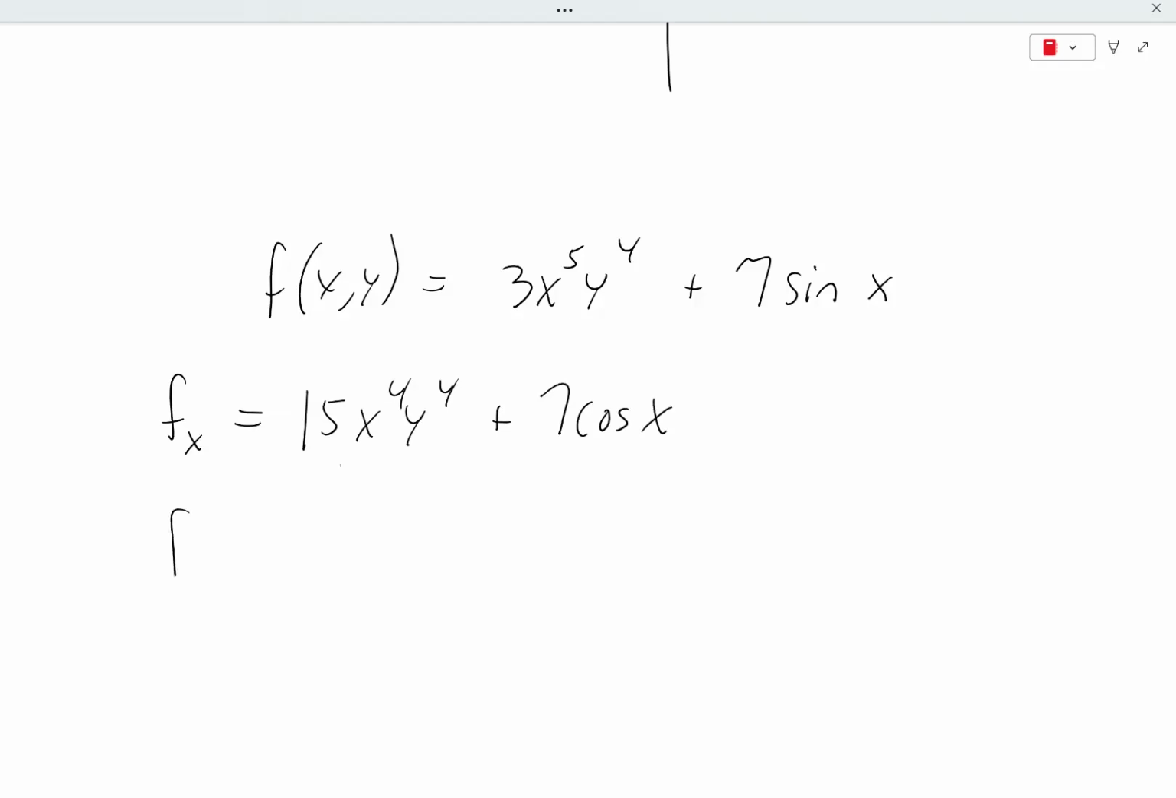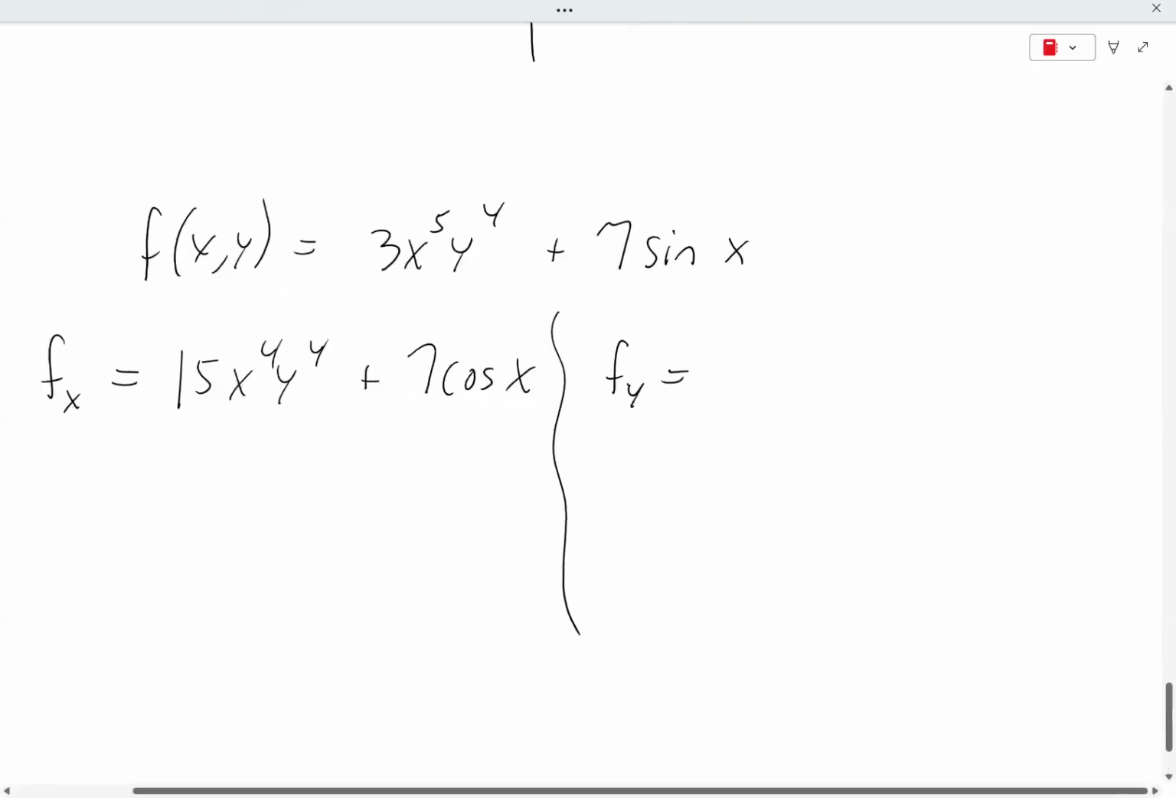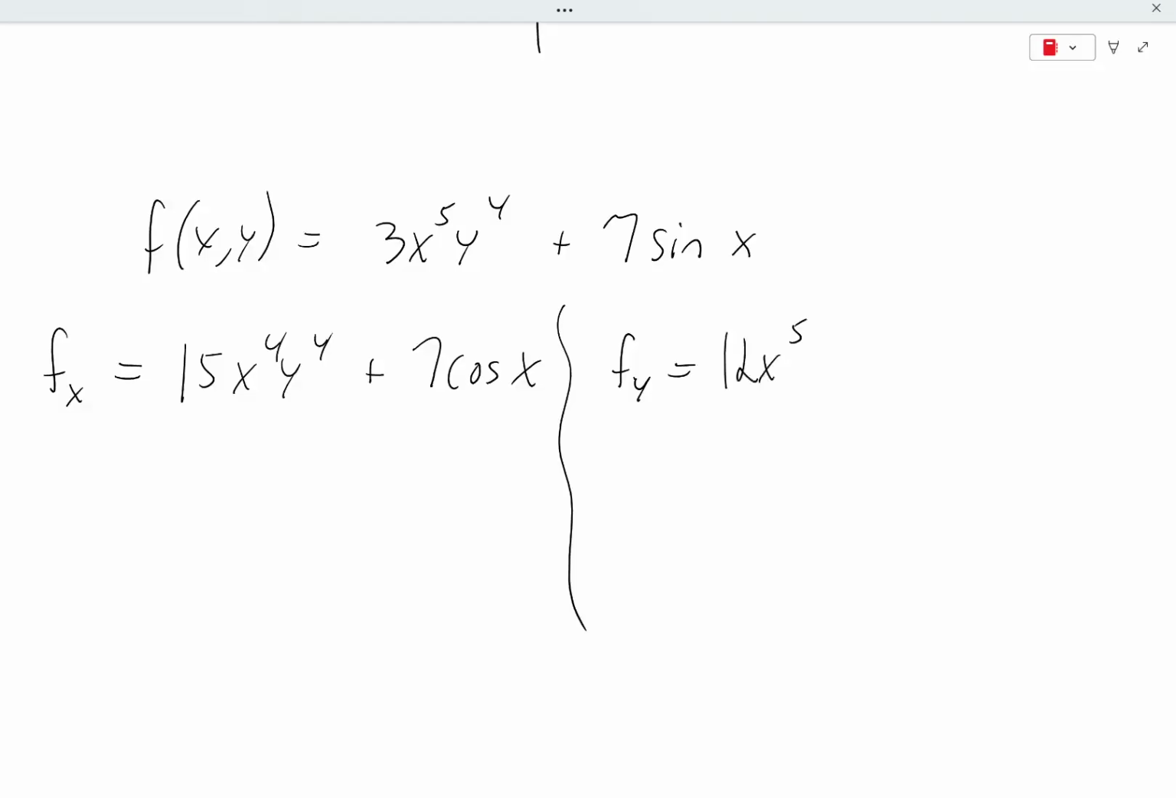Okay, how about the partial with respect to y? Yeah, 12x to the fifth, y cubed plus 0. So 12x to the fifth, y cubed. Then this would drop over here. So it'd be like that. Okay. Anything there?